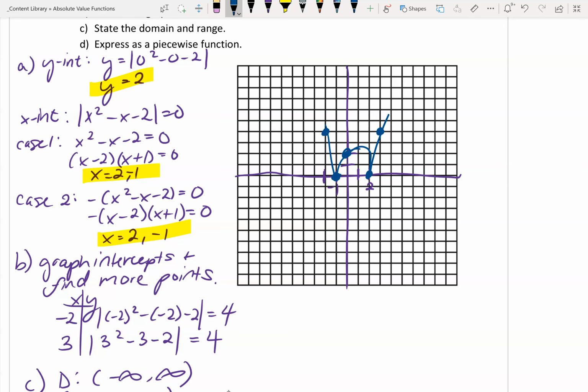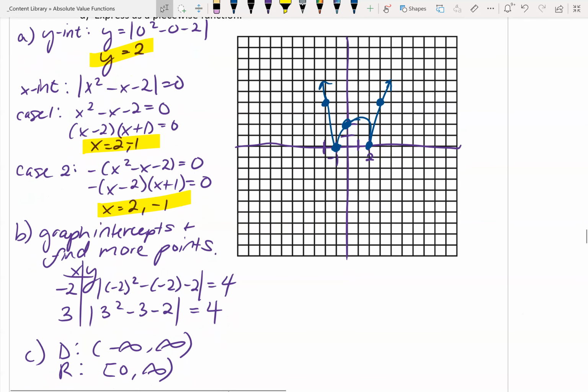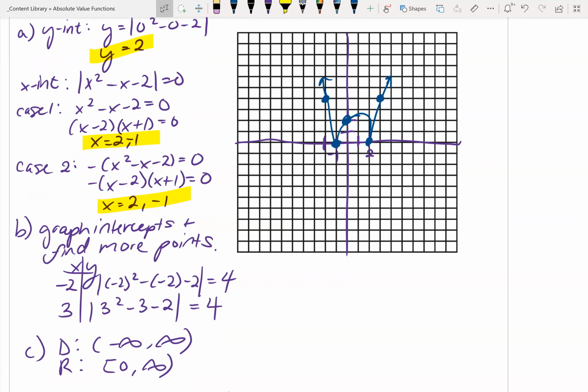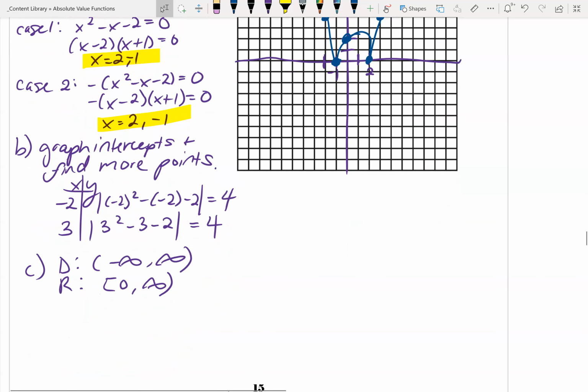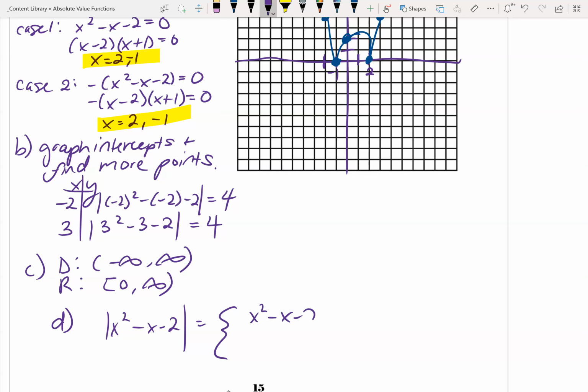Looks something like this. You can add in your arrows at each end. Then for your domain, it's from negative infinity to positive infinity. Your range is from 0 to infinity. Then lastly, we will write our piecewise function for f of x. So there's 2 components to this graph. It's going to be x squared minus x minus 2, and also negative x squared minus x minus 2.